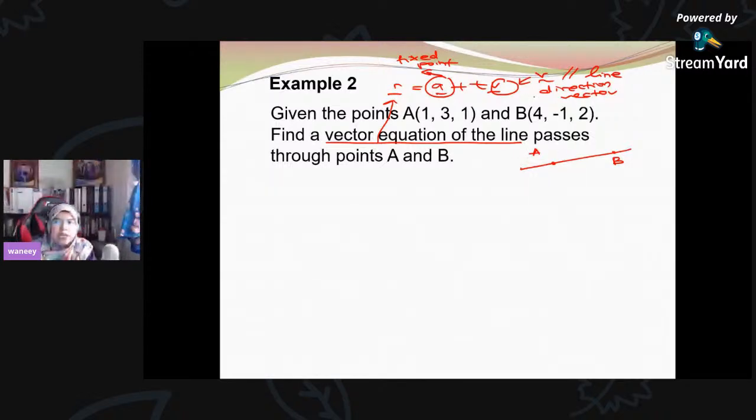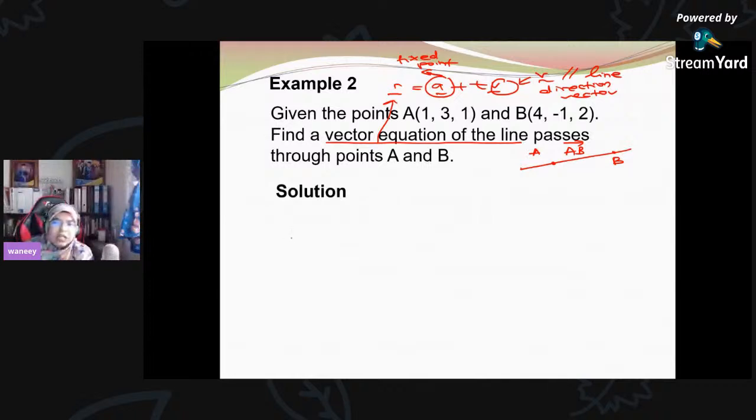And V is actually the direction vector. So I have point A and point B, and I need to obtain the direction vector from A to B. So I have to calculate AB. How do we get the vector AB? It's supposed to be something at the back minus something in front. So OB minus OA. That one will become the V, and then we simply substitute into the formula, and that will be the vector equation.